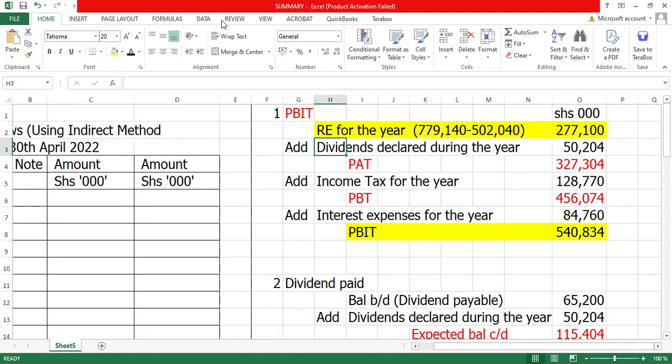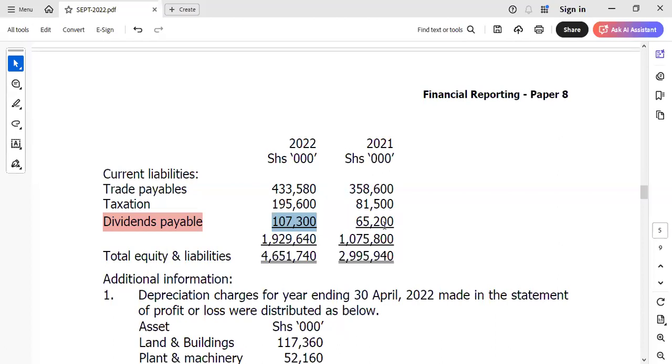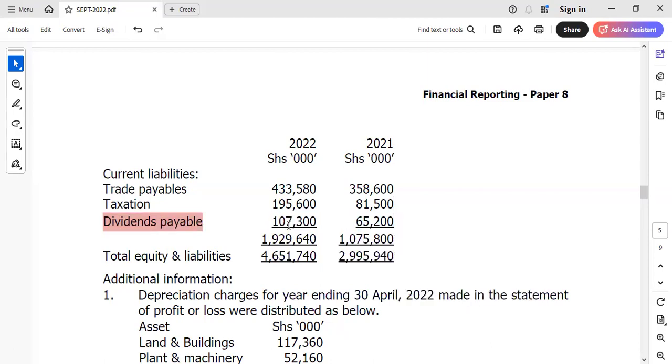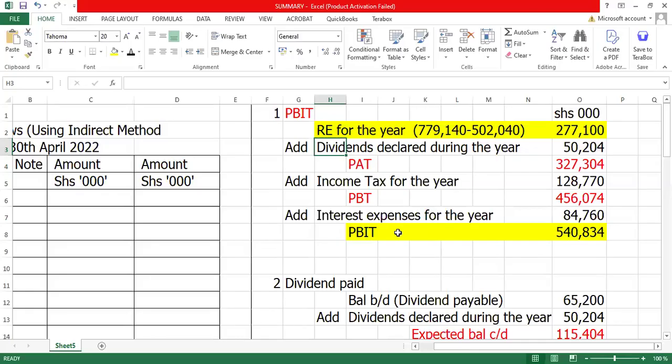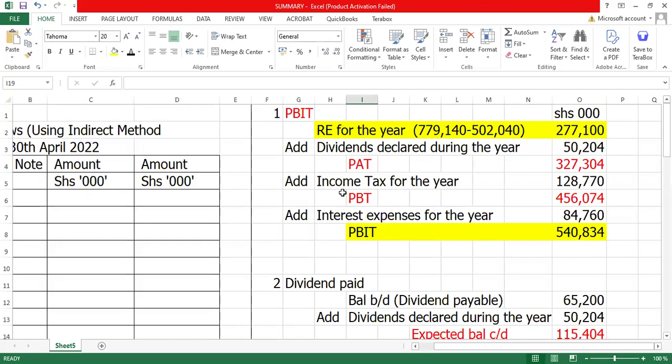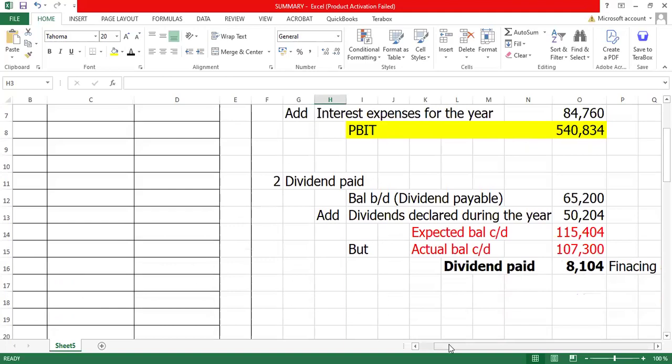The dividends that you're going to add back will be the difference between this one and this one. That's what you will add back, because in that scenario it means they didn't declare anything, and that will also be the same amount as dividends paid. So there are scenarios where nothing was declared, and then you simply add the dividends paid.